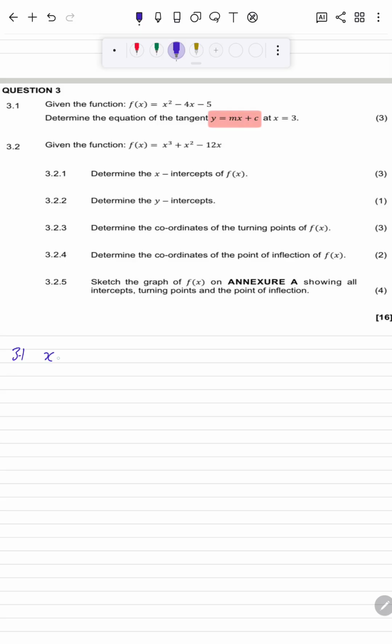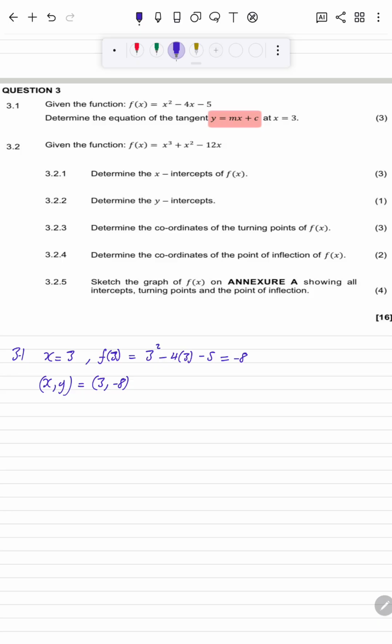So 3.1, we know that the value of x is 3. So we can get the corresponding value of y by replacing x by 3. So we can get f of 3. So f of 3 is going to be 3 squared minus 4 multiplied by 3 minus 5. Pressed in the calculator, that's going to be minus 8. So it means that we have a point x and y, which is at 3 and minus 8.